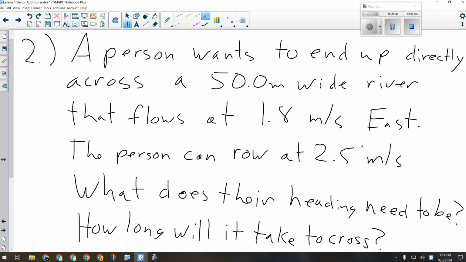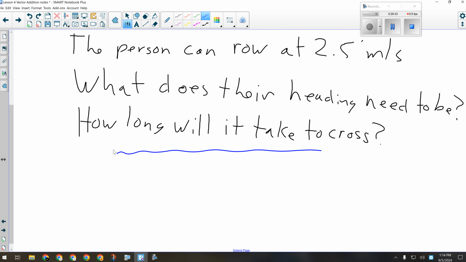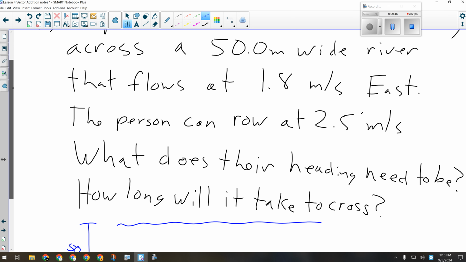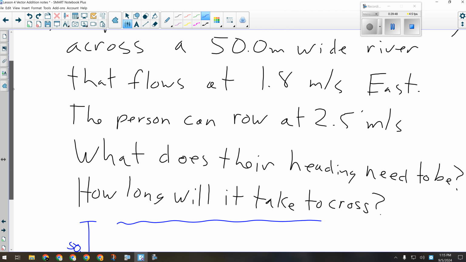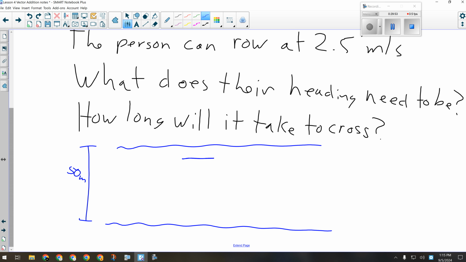What we have in this question is we still know the distance across the river. It tells us that the river is 50 meters wide. So I'm just going to draw my river, and know that it is 50 meters across. Now, the river flows at 1.8 meters per second east. So that's the current. I'm just going to draw that on here, like so.